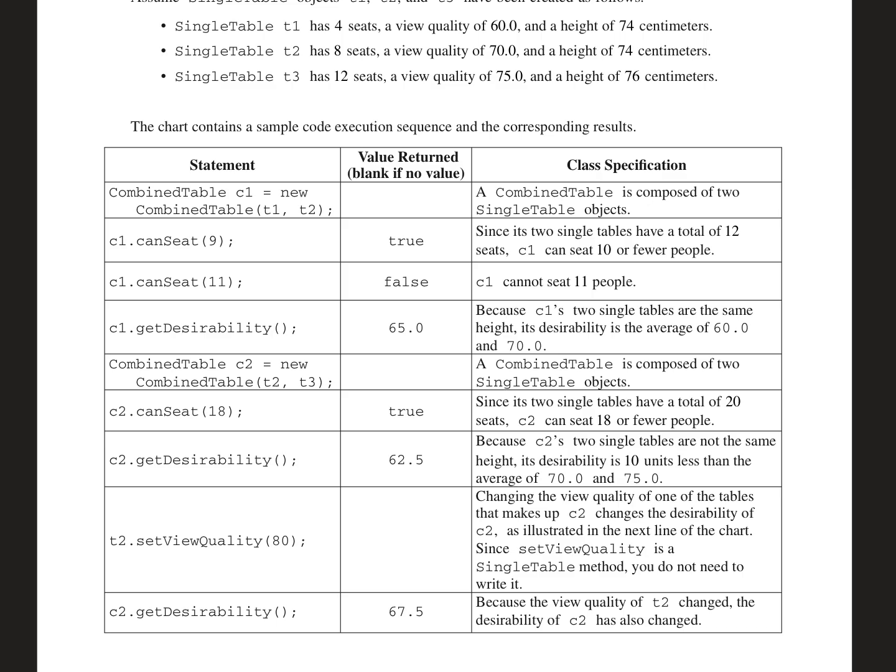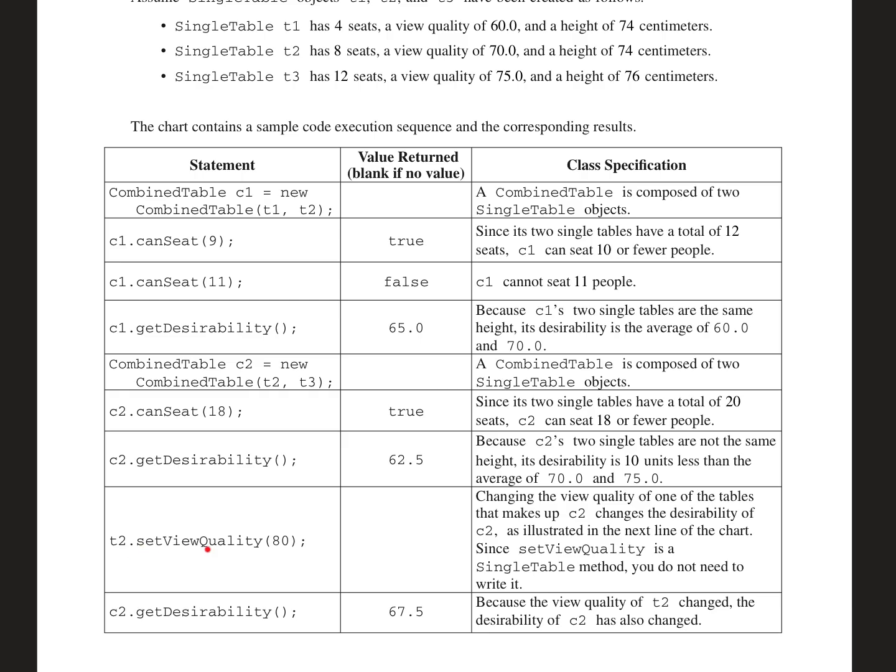Looking at canSeat. canSeat is passing in a value, and you're going to return a boolean, true or false, if you can seat that amount. Remember, we can seat them if we get the seats from table 1 and table 2, add them together and subtract 2. If that number is greater than or equal to the number we need to seat, then you can seat the people, otherwise you can't.